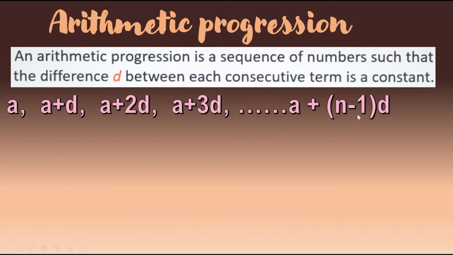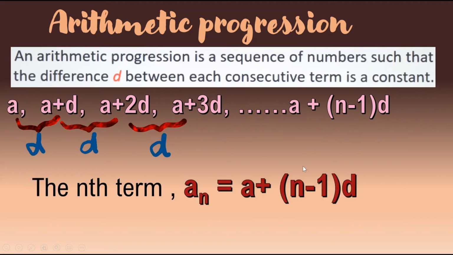So the nth term will be a plus (n minus 1)d. And you can see the common difference everywhere is d. So the nth term is a_n, right? a_n is the nth term, which is a plus (n minus 1) times d.